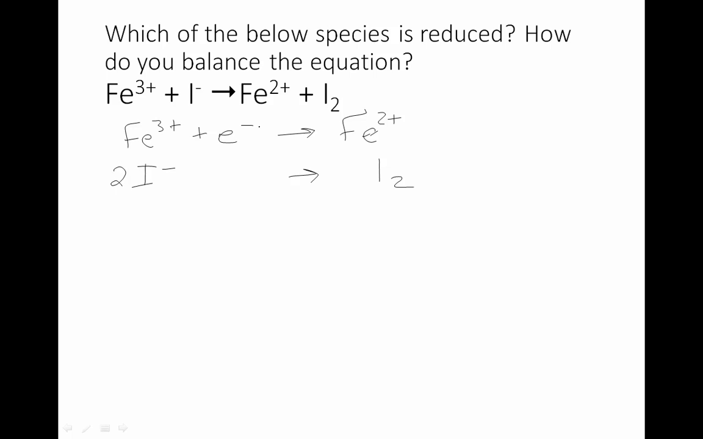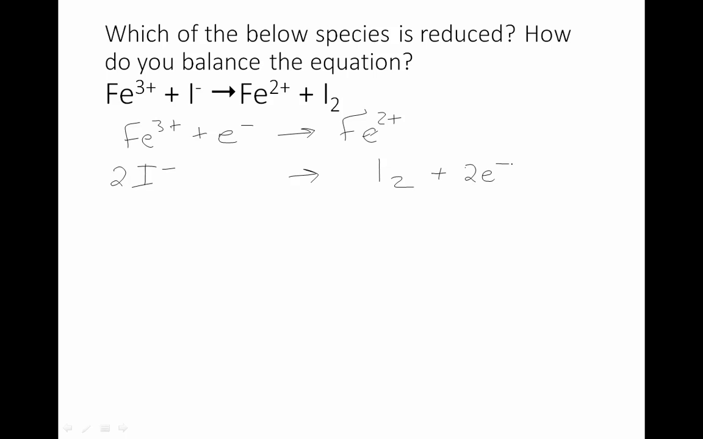So if we wrote electrons on the left for the top reaction, we should write them on the right for the bottom. So how many negative charges are on the left-hand side now? Is it 1 or is it 2? I hope you said 2, because there are 2 I minuses. So if there are 2 I minuses, you've got 2 negative charges. So that means we need 2 electrons on the right-hand side. So now we have negative 2 charge for our iodines on the right and negative 2 charge for our iodines on the left.